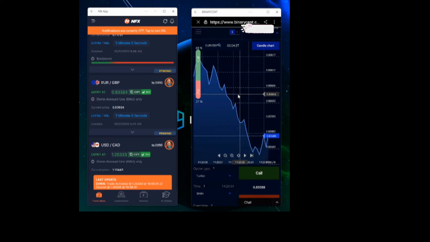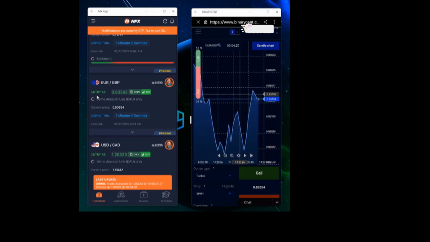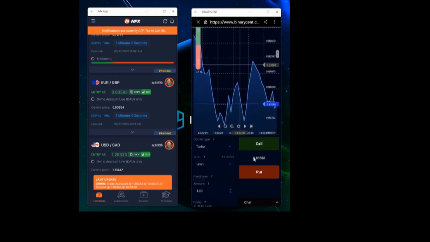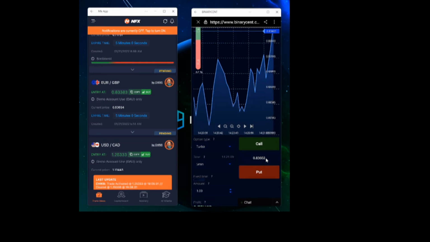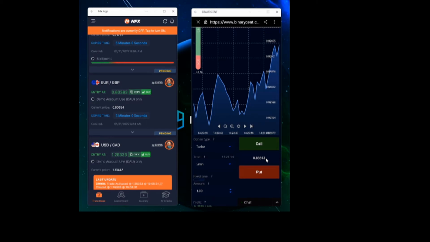So next, you're going to identify the entry price. In this example, the recommended entry price, if you choose to execute this strategy, is 0.83383. So you're going to look at the Binarycent app and you're going to look at the current trading price. The current trading price is identified by the line that is moving up and down, but it is also in a stationary format between the call and the put button. So here we can see that the current price is at 0.83604, which is higher than the recommended entry price.